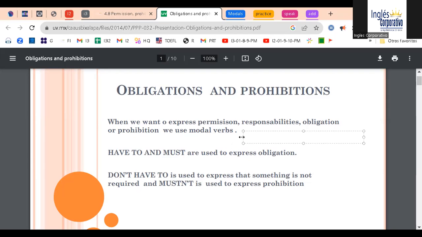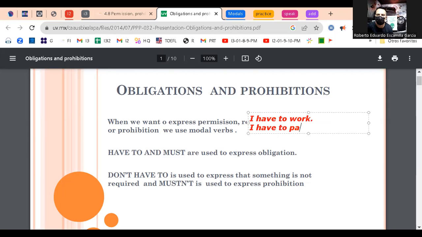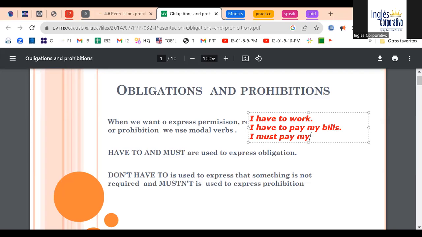For example, what is a responsibility that you have to do, an obligation? For example, I have to work. What is something else that you have to do? Guys? I have to pay my bills. So that's an obligation, right? Yes, you have to pay your bills. So there is something that you're required to do, right? But for example, I can also say I must pay my bills.